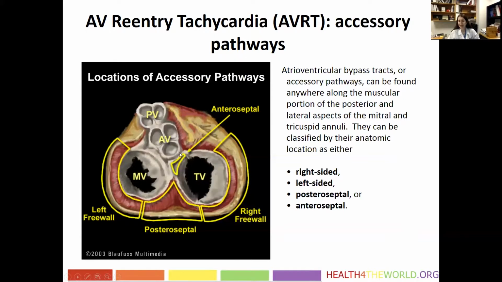This is the area that can be a higher risk because it's close to the normal conduction system of the heart. So by ablating here, you can create complete heart block. And on the left side around the mitral valve, the left free wall is actually the most common area where pathways are found, but also the left posterior septal area.